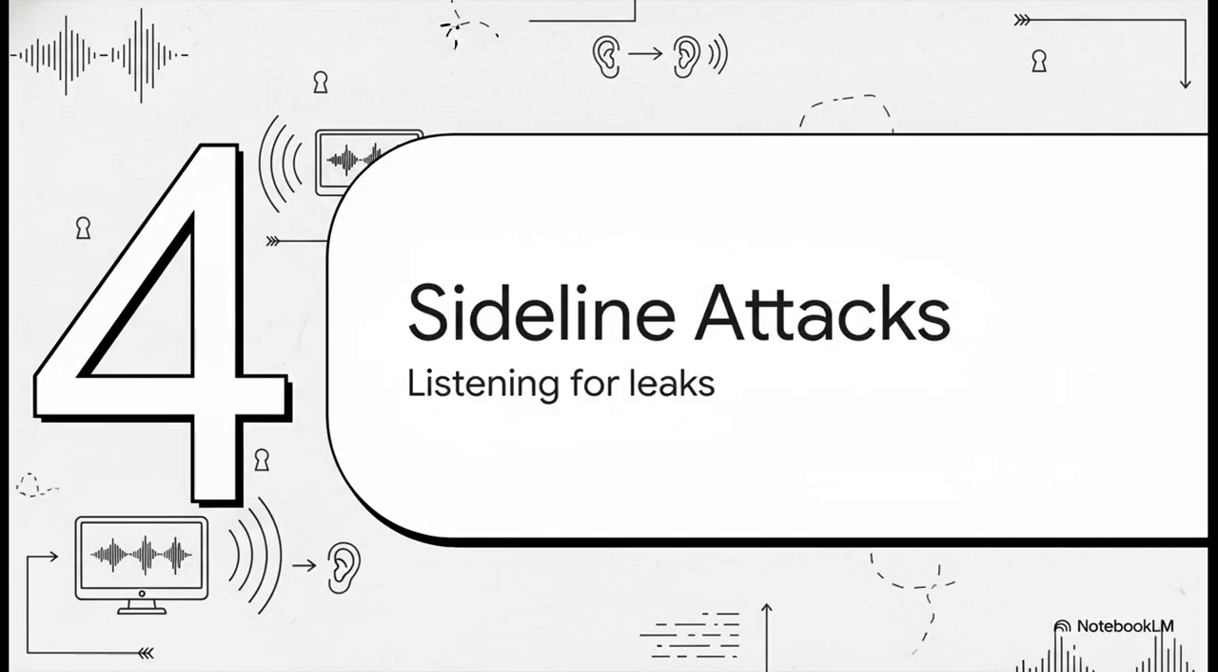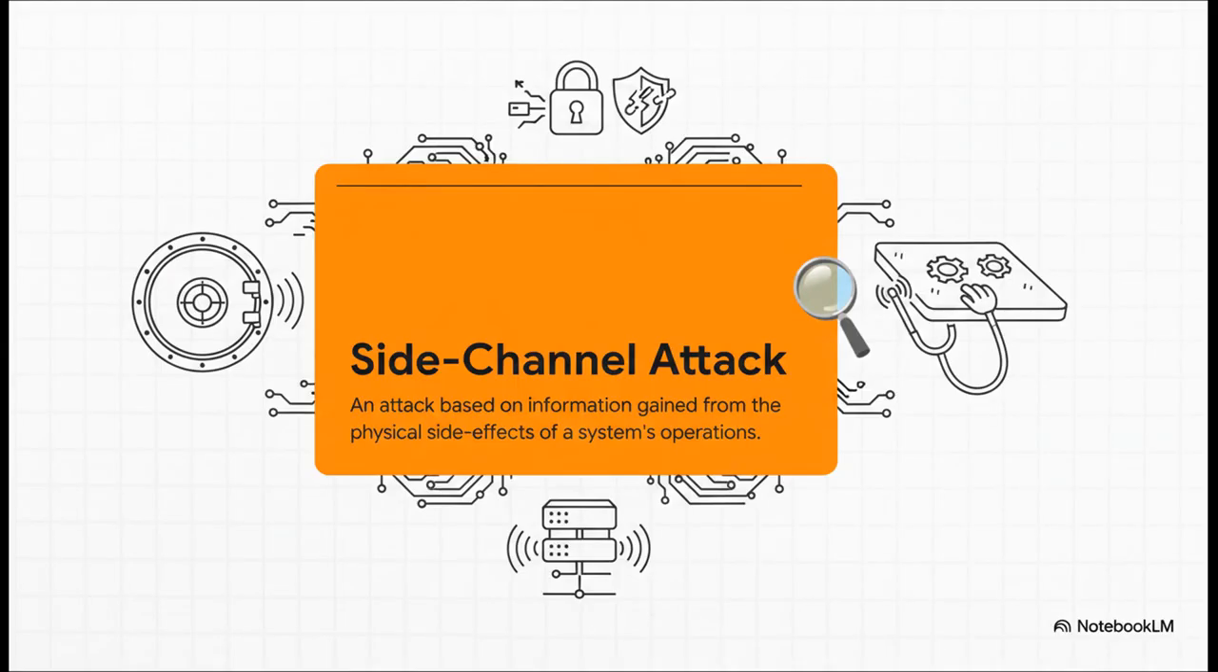Okay, now we're getting to the really subtle and, honestly, the most fascinating type of attacks. These don't target the protocol or the crypto or even the code directly. No, instead they just listen. They listen for secrets that the computer accidentally leaks just by doing its normal job. These are called side-channel attacks.